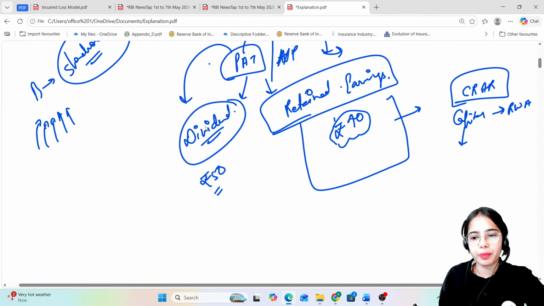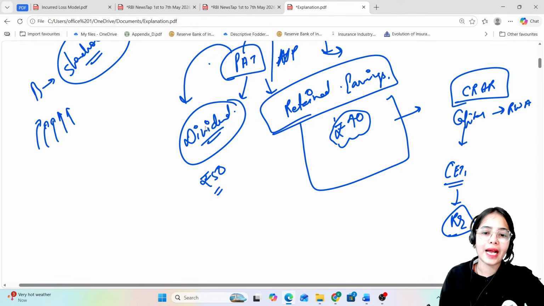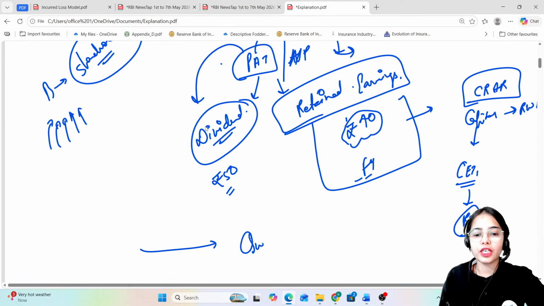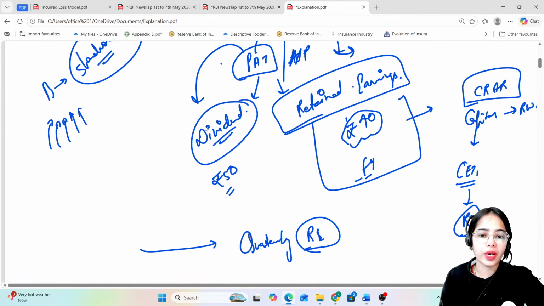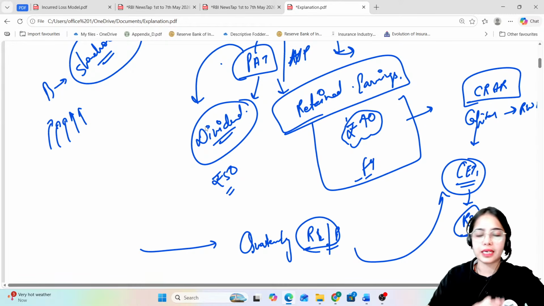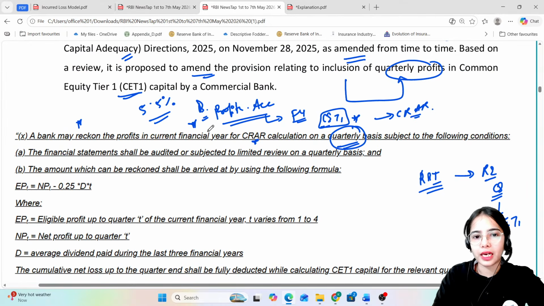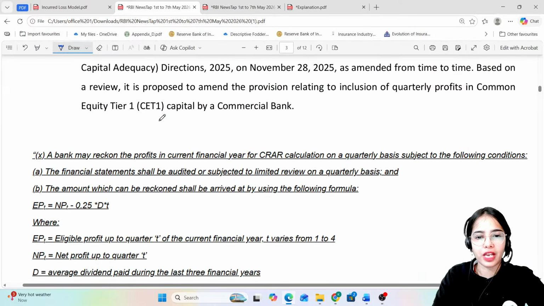The bank was keeping the retained earnings under the common equity tier 1 capital. The retained earnings were added at the end of the financial year. Now the RBI has said that even the quarterly retained earnings or the quarterly profit can be added in the common equity tier 1 capital. That is the update that has happened. And in what way this will be done, that we have to discuss.